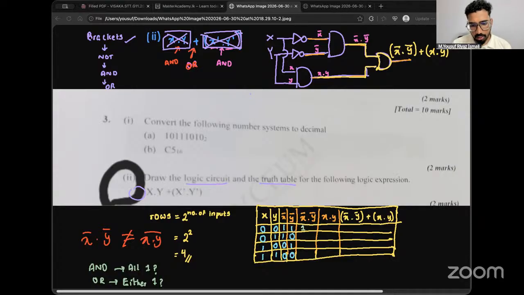In the second row, if I compare X dash and Y dash, are both the inputs 1? No. So I represent it as 0. The third row, are all the inputs 1? No. In the last row, are all the inputs 1, for X dash and Y dash basically? No. Both are 0. So I put 0, 0, 0.